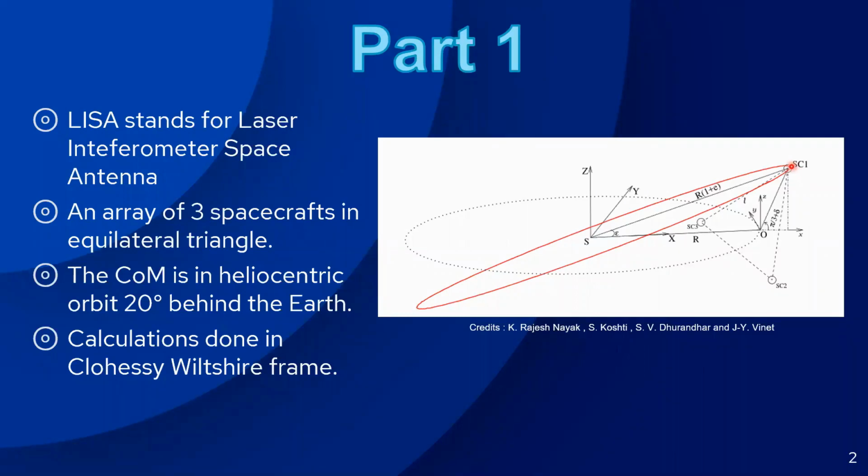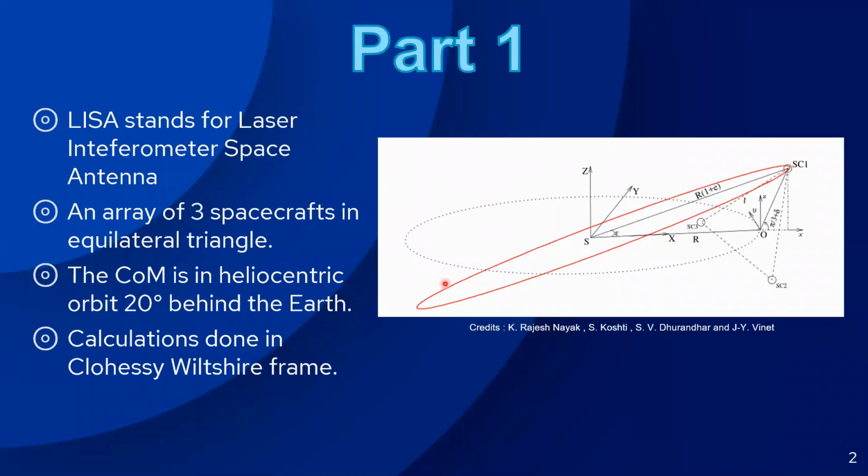Yeah, we can. So there will be 3 spacecraft, 1, 2, and 3, in an equilateral triangle formation, in a heliocentric orbit around the Sun, 20 degrees out of phase from Earth. What it means is that if Earth is here, the center of mass will orbit this orbit, and it will be 20 degrees away from the Earth.